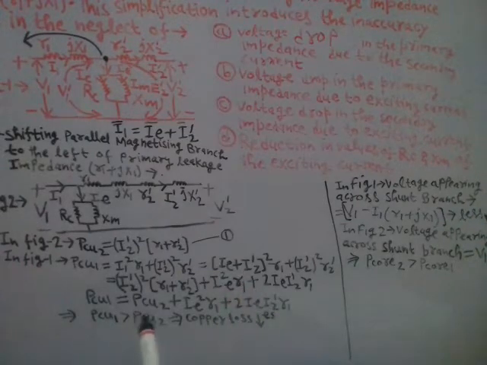So you just analyze, PCU1 is the copper loss for figure 1, PCU2 is the copper loss for figure 2. Which one is greater? Just analyze which one is greater. You can analyze that copper loss.